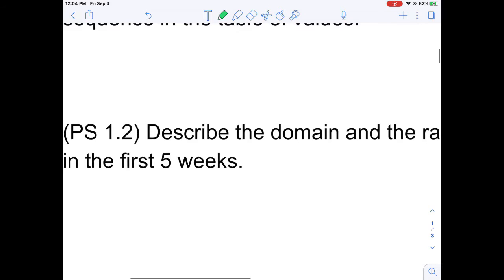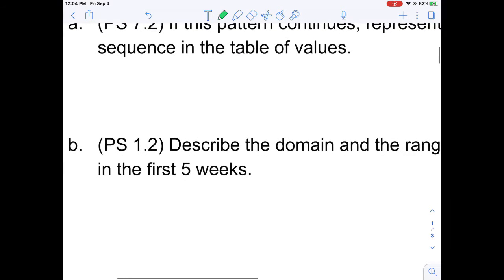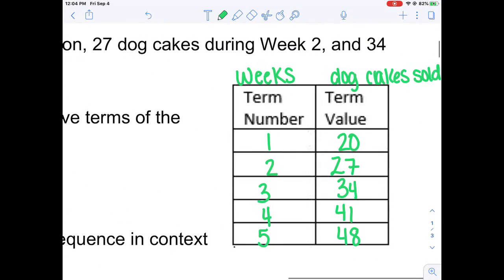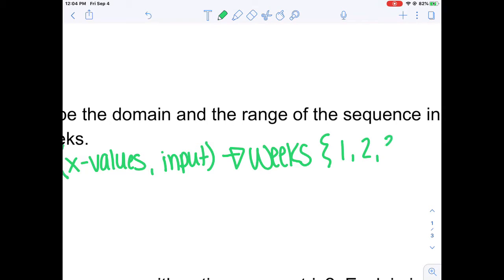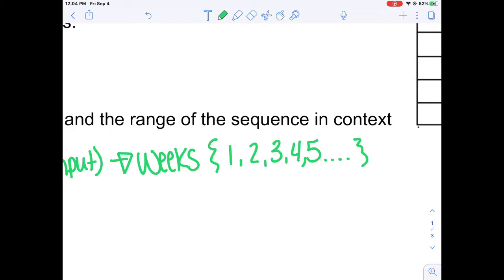For the second question, or part B, describe the domain and range of the sequence. So domain relates to my X values or my input. And what did we say that represented? Remember, term number is X values, term value is Y values. So in the context of this situation, X values relate to the weeks. So we have week 1, week 2, week 3, week 4, week 5, and it continues so on and so forth.